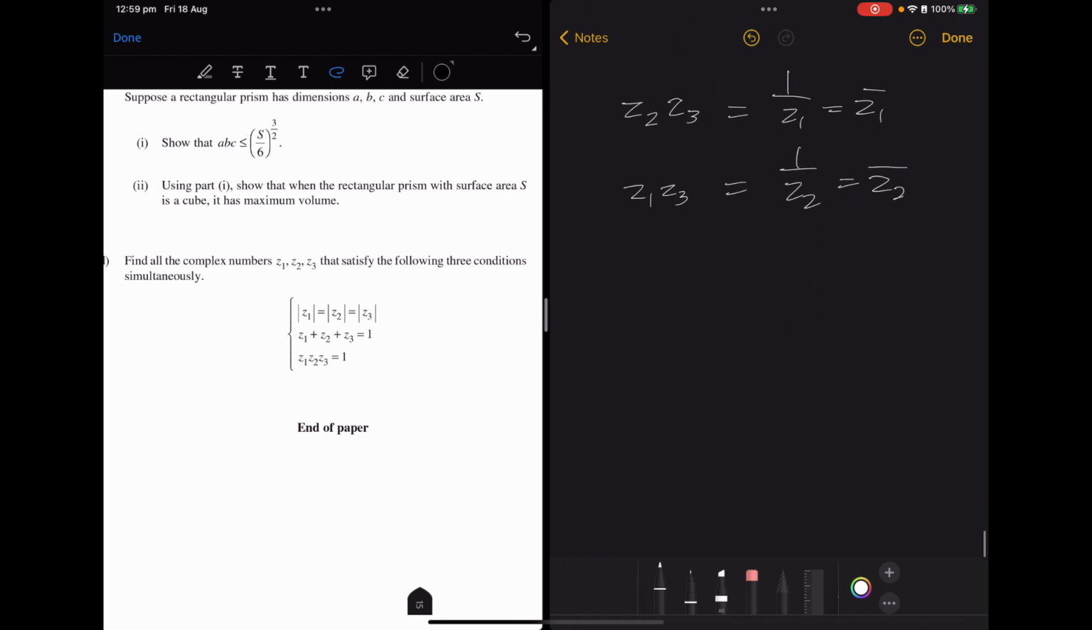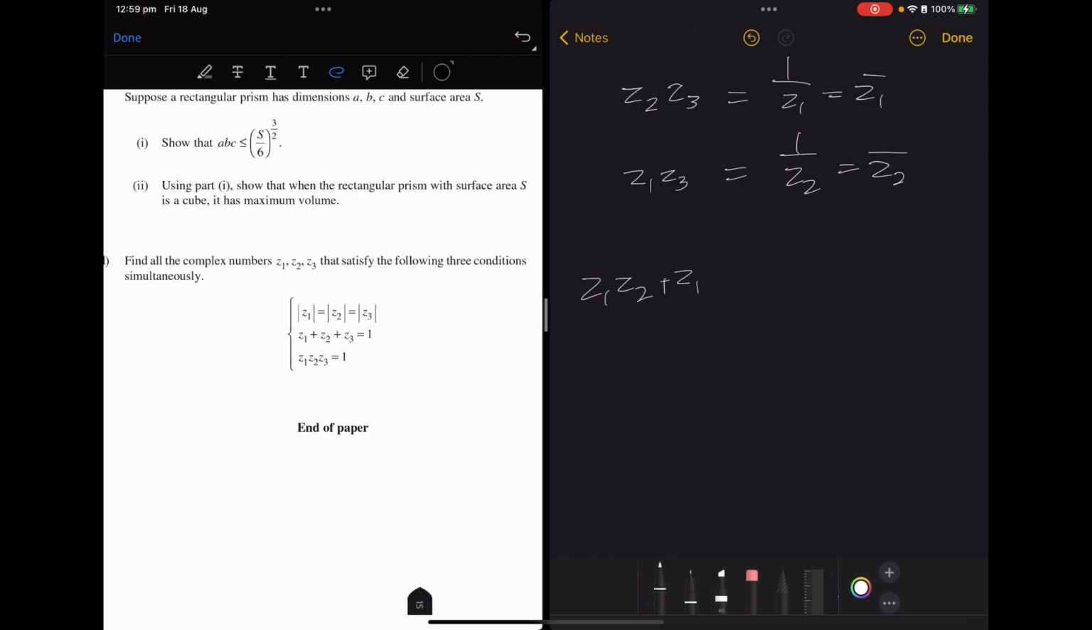So finally, if you add them all together, that's just going to be z1 z2 plus z1 z3 plus z2 z3 is equal to the conjugate of z1 plus conjugate of z2 plus conjugate of z3. And if you remember your conjugate rules, that's the same as if you just conjugated the whole thing here. Finally, if you can see on the left-hand side, the conjugate of that is just going to be 1, because the conjugate of 1 is just 1 anyway. So this entire thing is equivalent to 1.